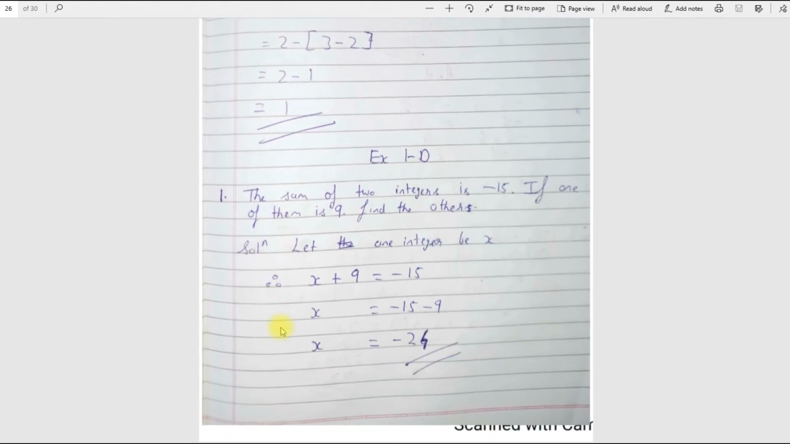Now, exercise 1D. This is one important exercise. The sum of two integers is minus 15. The two integers are given and their sum is minus 15. For example, if I say the sum of two integers is 10, I can get 10 by adding 8 plus 2. Something like this we have to do. So they are saying the sum of two integers is minus 15. If one of them is 9, find the other.